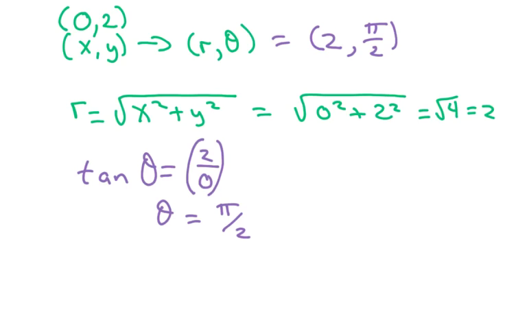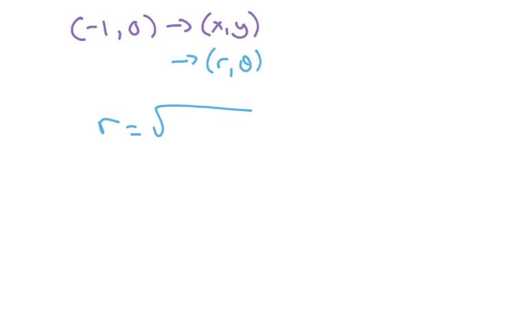Alright? The next one we have is negative 1, comma 0. That's our xy. And now we want our r, theta. I'll put it over here. So r is the square root of x squared plus y squared. So square root of 1, which equals 1. So my r is 1.